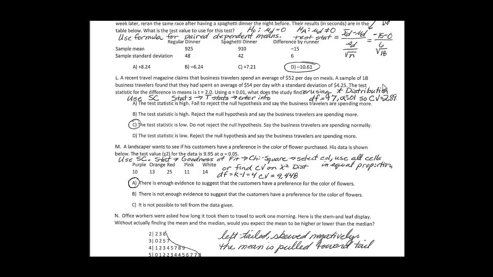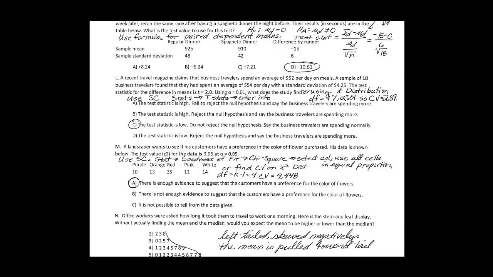It would not be in the tail, so we would not reject the null hypothesis. Basically this t-stat of 2.0 is less than that critical value, so the test statistic is low and we would not reject.